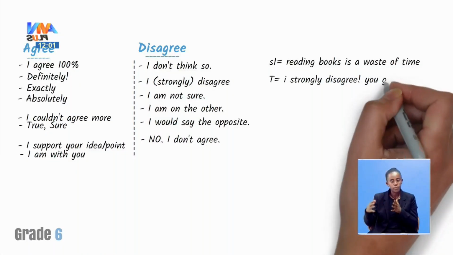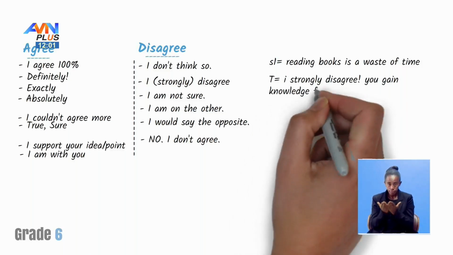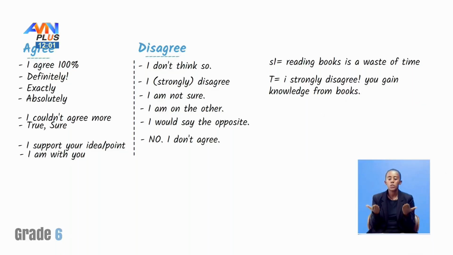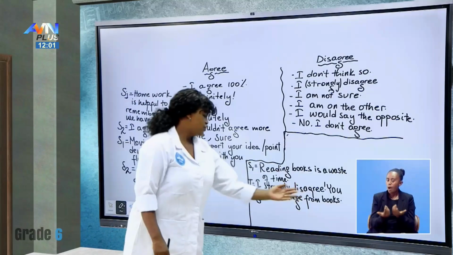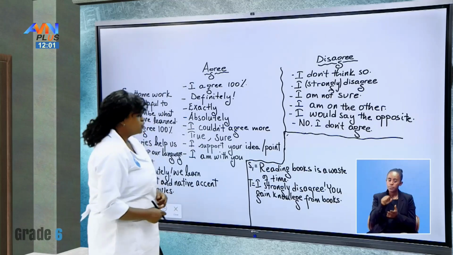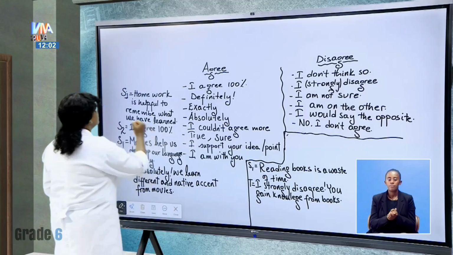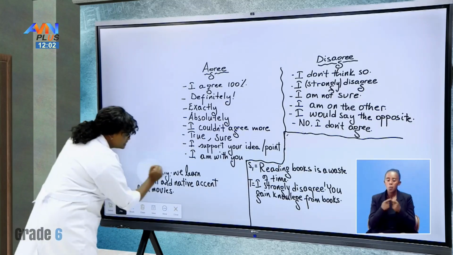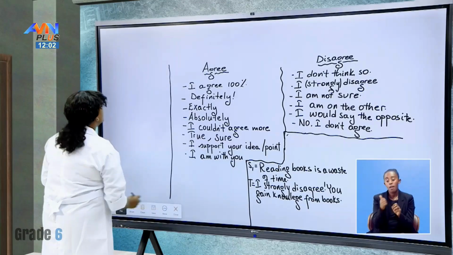You gain knowledge from books. Here, you see? I strongly disagree. Then, how do I say? You gain knowledge from books. Yes? Let me give you one more. Which one do we use? Let's come here. Okay? I don't want you to miss the phrase on how to agree and disagree. Okay, another way.